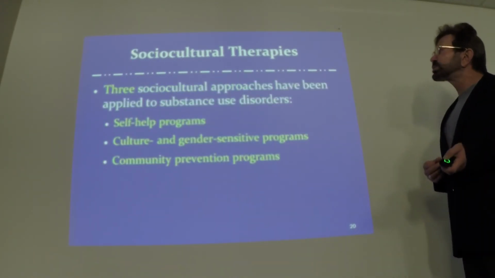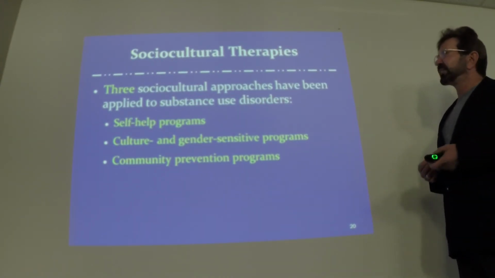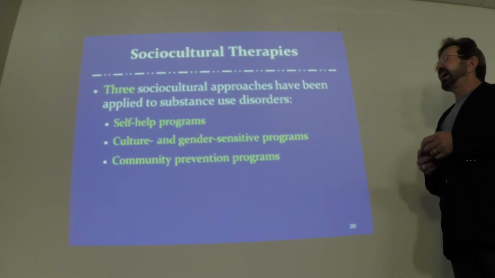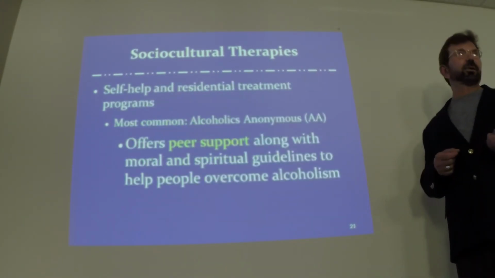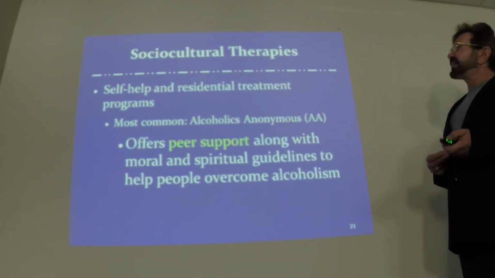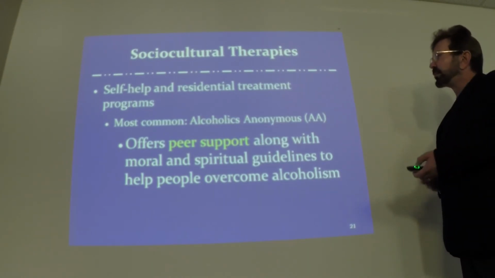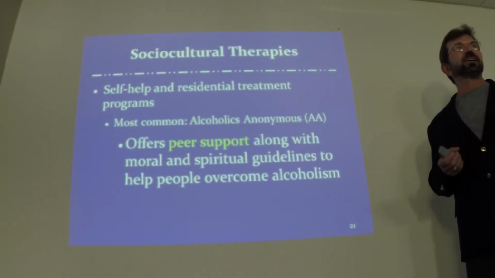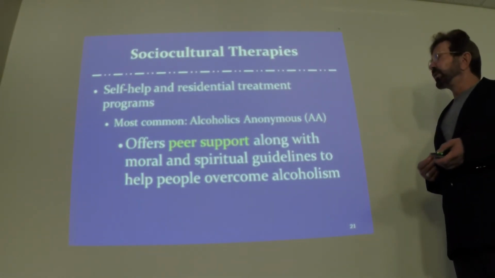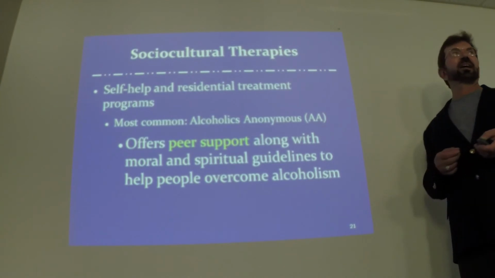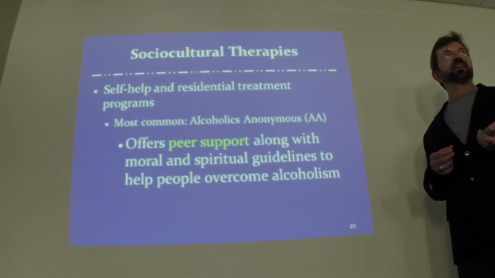The three sociocultural approaches have been applied to substance use disorders and have been very effective. Self-help programs, which handle cultural and gender-sensitive programs. There's community preventative programs. And we're finding that self-help residential programs are hugely effective. The most common being Alcoholics Anonymous. It's a peer support group that handles both moral and spiritual guidelines, where people come together and find strength through the unity of others that have issues.